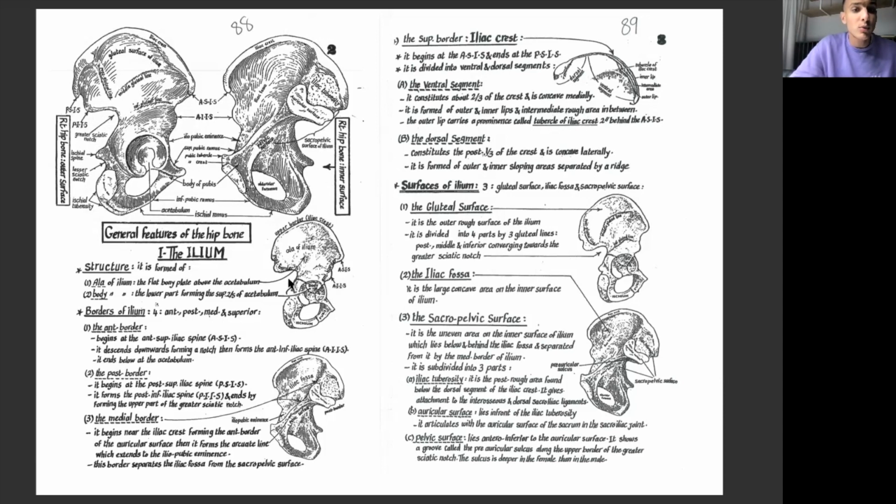Posterior border. Why is it the posterior border? Because I see the PSIS, PIIS, and the greater sciatic notch. Okay, that's some important stuff. What is this? It's the ala of the ilium.